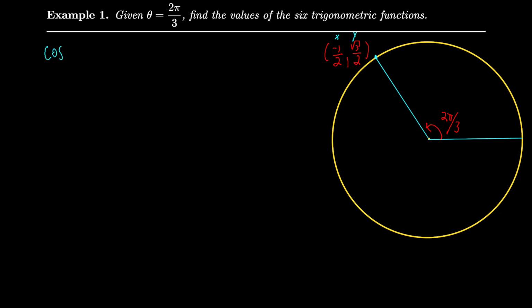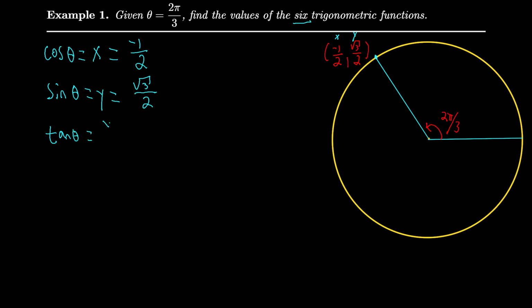We know that cosine of theta is just the x-coordinate, and it's just negative 1/2. Remember, we're trying to find all 6 of them. The next one is sine. It's the next easy one to find. Sine theta is always just the y. In this case, the y is root 3 over 2. Okay? We can find tangent, which we've done before. Tangent of theta is y over x.